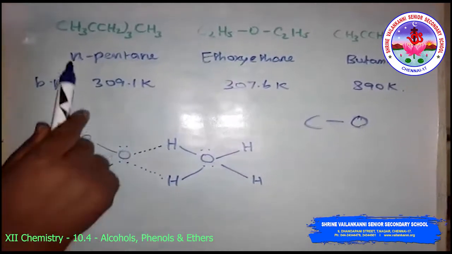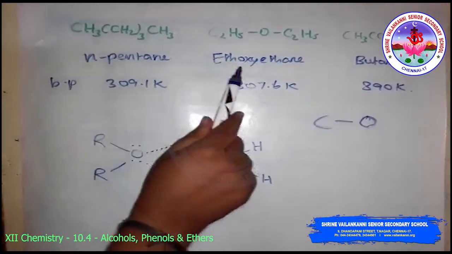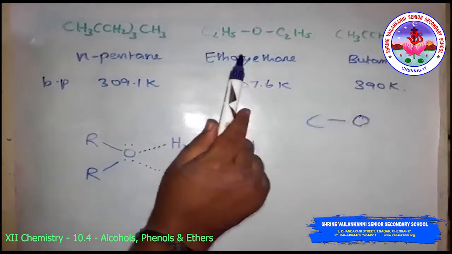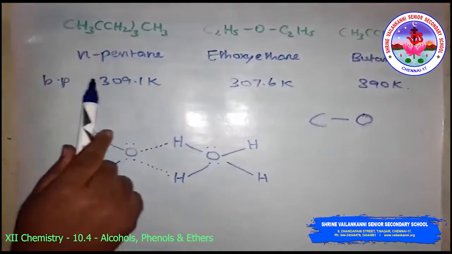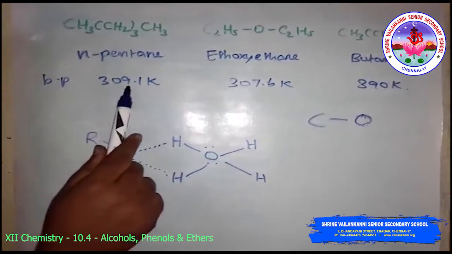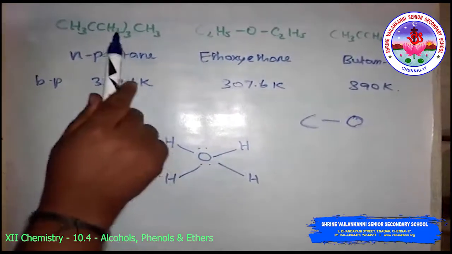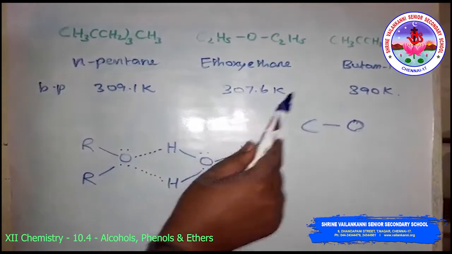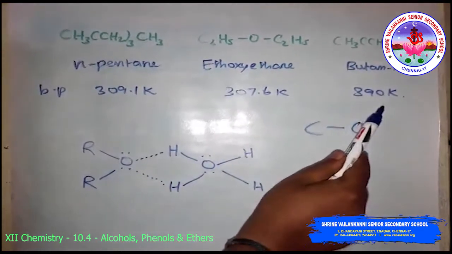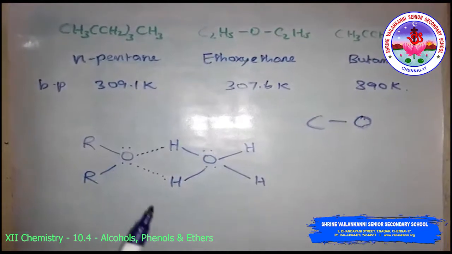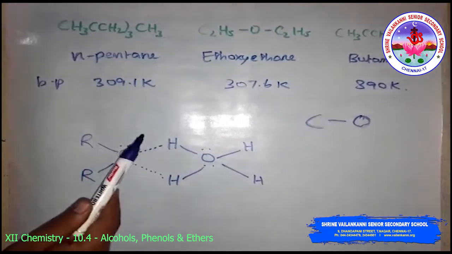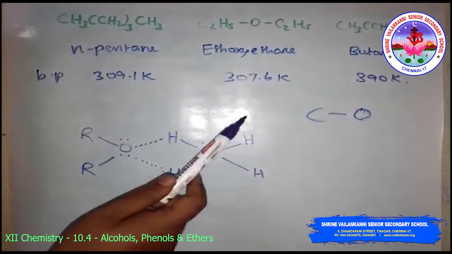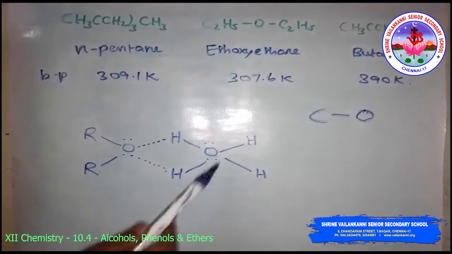Look at n-pentane, ethoxyethane and butan-1-ol: alkane, ether and alcohol. The boiling points are 309.1 Kelvin for n-pentane, 307.6 Kelvin for ethoxyethane, and 390 Kelvin for butan-1-ol. See the large difference between the boiling points of alcohol and ether due to the presence of the hydrogen bond in alcohol. Look at this, the hydrogen bond.